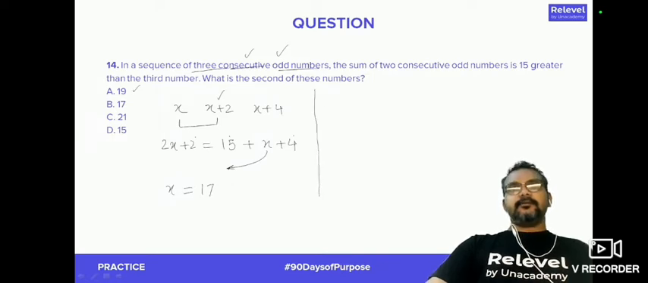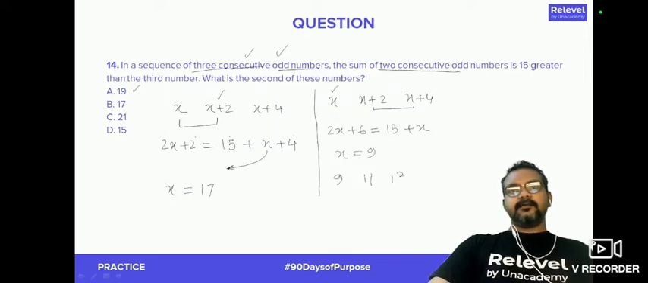However, you could have also said another possibility. It just says sum of 2 consecutive is 15 more than the third. So 2 of these is 15 more than this. If I do that and see, what do we get? 2x plus 6 is 15 more than x. That gives us x as 9. Our numbers could as well have been 9, 11 and 13. Where 11 plus 13, 24 is greater than 9 by 15.